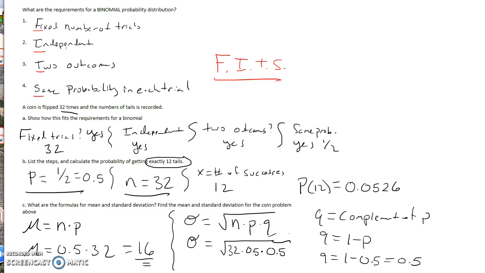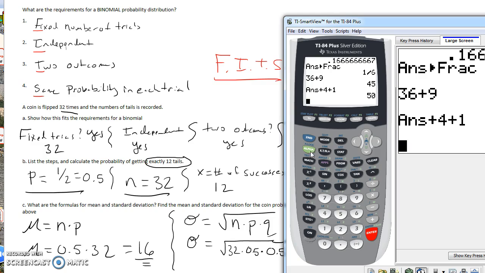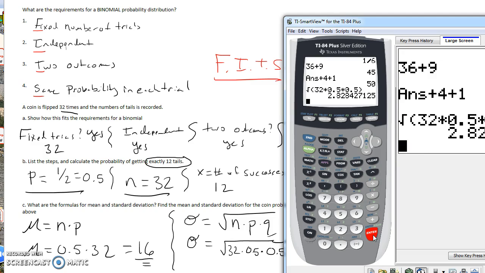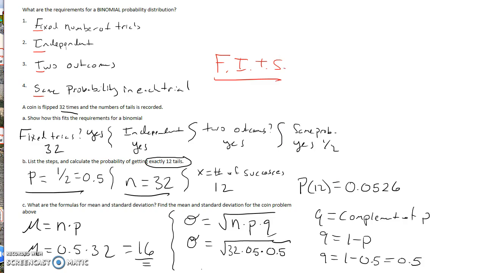So let's get our calculator out. It's going to be the square root of 32 times 0.5 times 0.5. Make sure you're using your times sign and not closing parentheses when you do your square root. And when I do this, I get 2.8284. All right, so the standard deviation for this one is 2.8284. Again, we'll go into a lot more detail with this in class, but this is just a basic idea of what we're going to be doing in week 7.